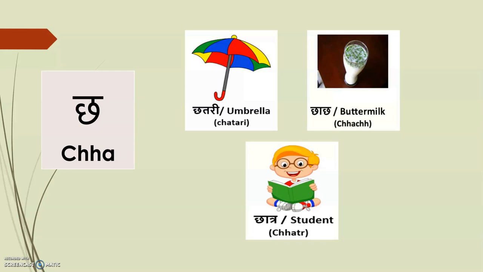In the next picture, we can see buttermilk, which is called chhach. And in the third picture, we can see a student, which is called chhatra in Hindi. All these three objects begin with the letter ch in Hindi.